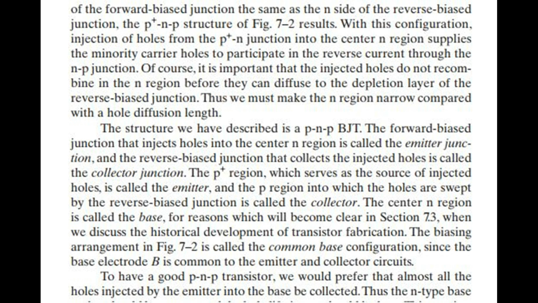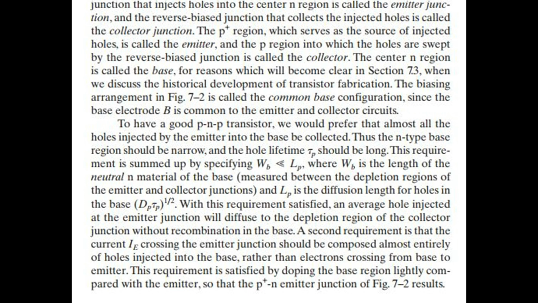To have a good PNP transistor, we would prefer that almost all the holes injected by the emitter into the base be collected. Thus the N-type base region should be narrow, and the hole lifetime τP should be long. This requirement is summed up by specifying WB/LP, where WB is the length of the neutral N material of the base, measured between the depletion regions of the emitter and collector junctions, and LP is the diffusion length for holes in the base, the square root of the diffusion coefficient multiplied by the carrier lifetime. With this requirement satisfied, an average hole injected at the emitter junction will diffuse to the depletion region of the collector junction without recombination in the base.